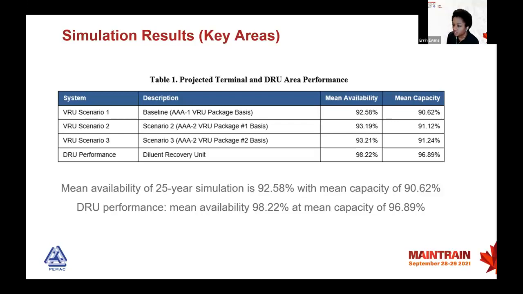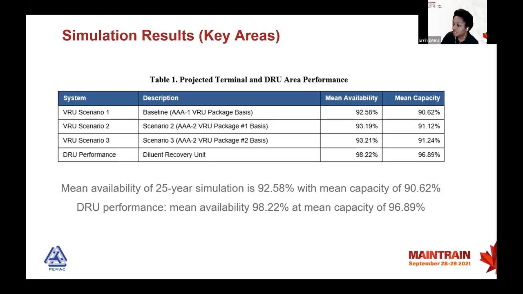The diluent recovery unit was one of the areas of high importance because it's one of the ones being added, and they're also able to make some design changes as needed. The mean availability for that subsystem is 98.2% with a mean capacity of 96.89%. Part of what it demonstrated for us, looking at all of these key areas, is that you see where the highest impact to your availability and capacity can be made. So those are the key areas.